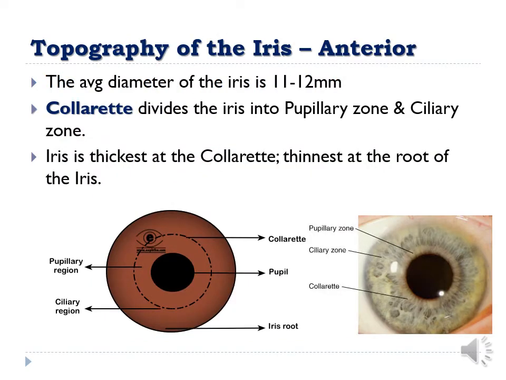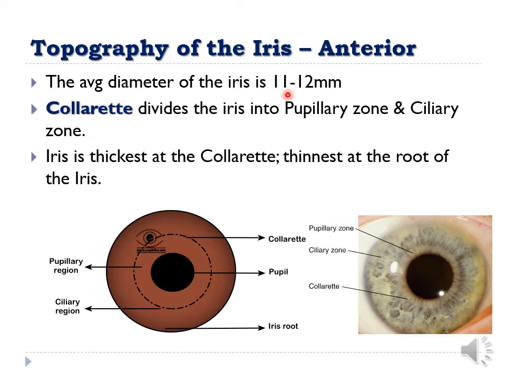Okay, in this slide we'll learn a little bit more about the iris surface. Topography is nothing but learning about the surface of the iris. You can already see it over here. This is the iris. Again, this iris is from a white person. That is why the iris is much lighter in color.